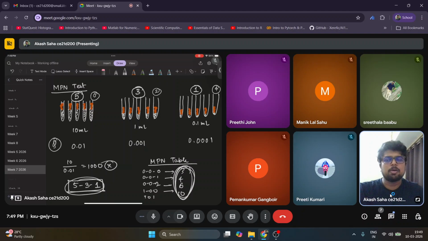We have to find out the combination of positive tubes. Take that combination, see what is the value in the MPN table. Take that value, multiply with the number of dilutions. Okay, so the table is always for 10 ml, 1 ml, and 0.1 ml. But instead of that, if the question is given for 0.01, 0.001, and 0.0001, so 1000 times dilution is there. So we multiply the value with 1000. Okay. So that's how you have to do it.